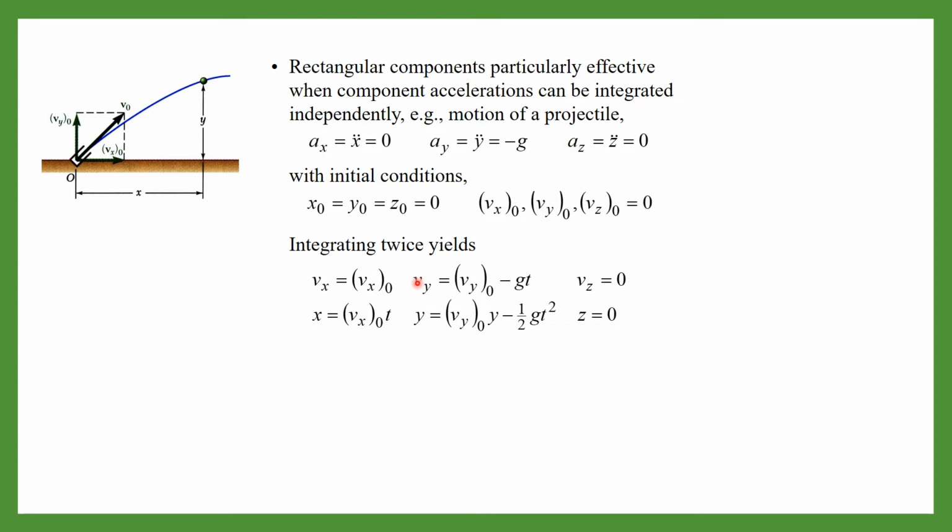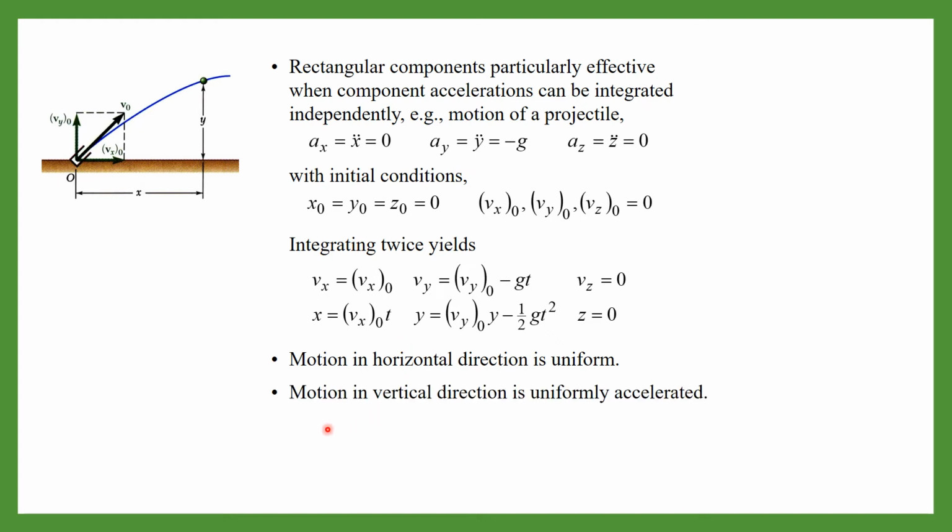So after integrating twice, we get this velocity and position vector, which you can find like this. Since this problem is 2D, there is no z, so it is 0. Again, these rectangular components are helpful when motion in the horizontal direction is uniform. Now if motion in the vertical direction is uniformly accelerated, in that case also these rectangular components are effective.